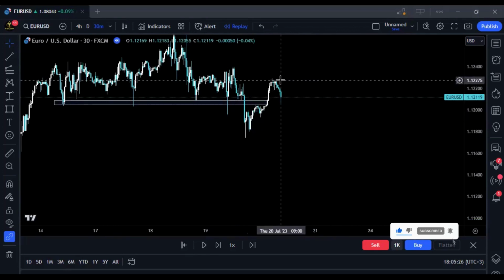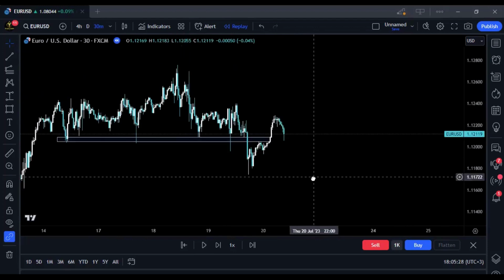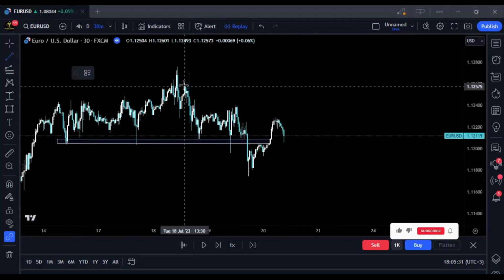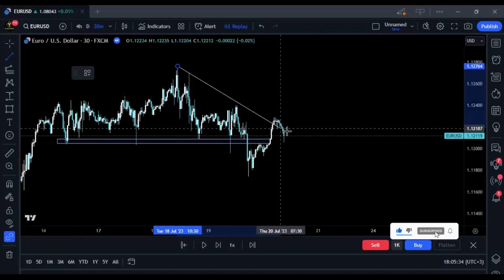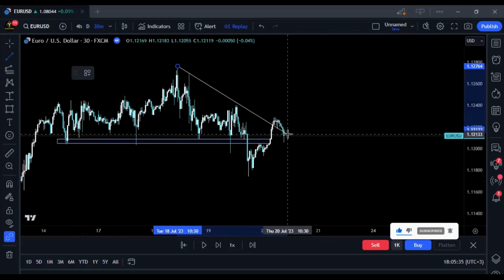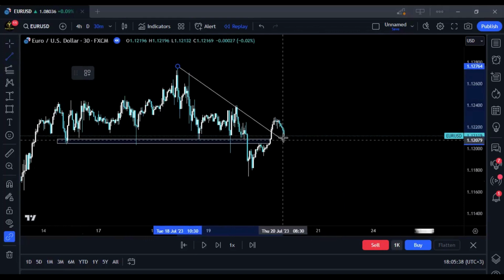I think this momentum is the London. Yeah, the London just kicked in. You can notice the momentum change. So the momentum change right there. So that didn't give us a proper entry.